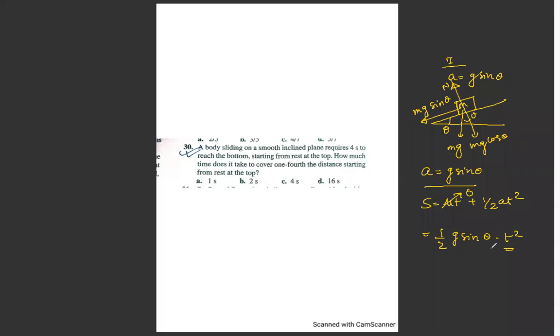Hope everybody got the answer. But here it is to cover 1/4 of the distance starting from rest at the top. It is taking 4 seconds to reach the bottom. So we are required to find out, if s is equal to s by 4, what should be the time? Half g sine theta is common to both of them. So it is going to be t dash whole square. Divide both the equations, and we will be getting the answer. So t dash is coming as 2 seconds.